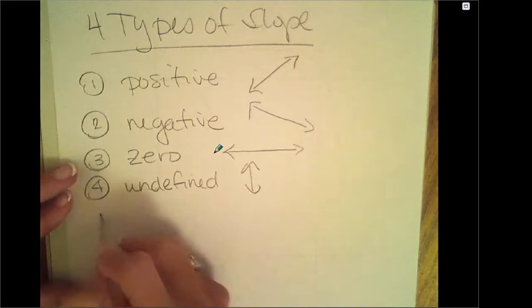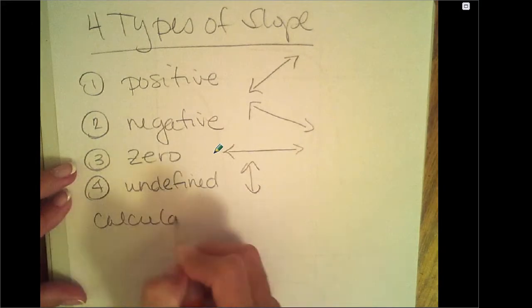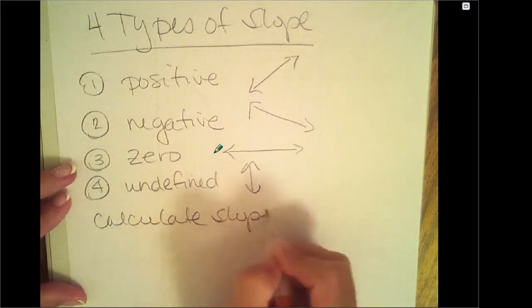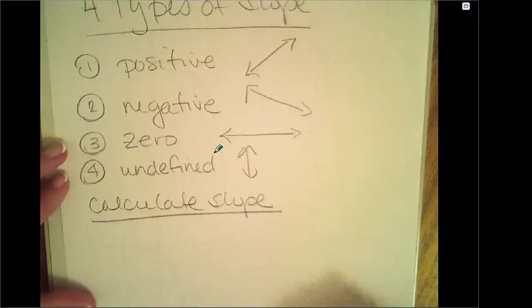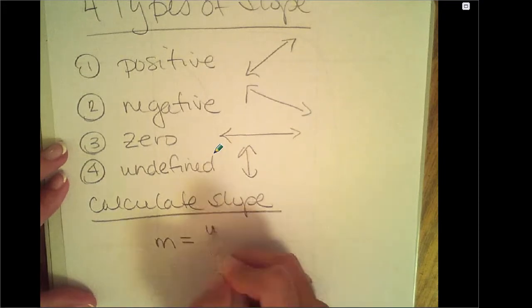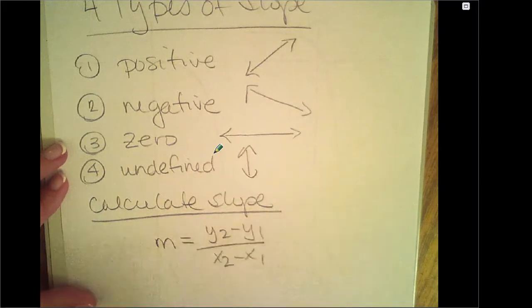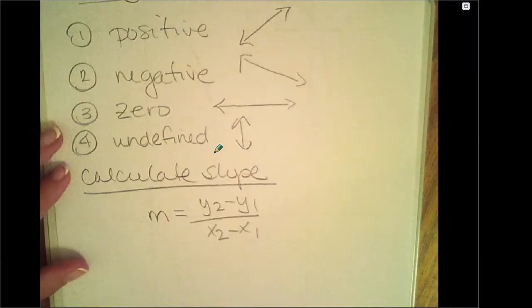Now, to calculate slope. First of all, remember, you can pause this at any time. We know M stands for slope, and the formula is y sub 2 minus y sub 1 over x sub 2 minus x sub 1. So if I give you 2 ordered pairs, you can calculate the slope using this formula.